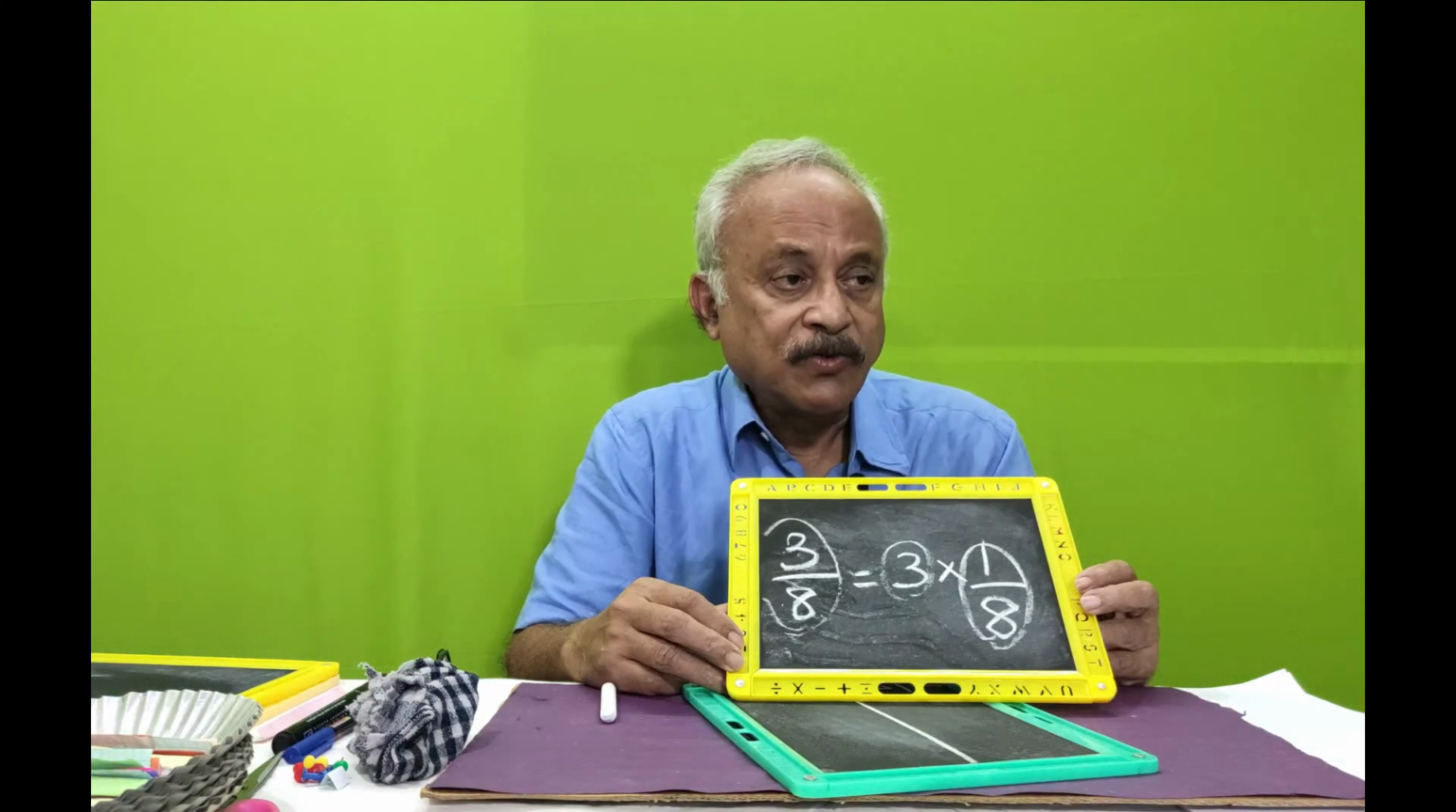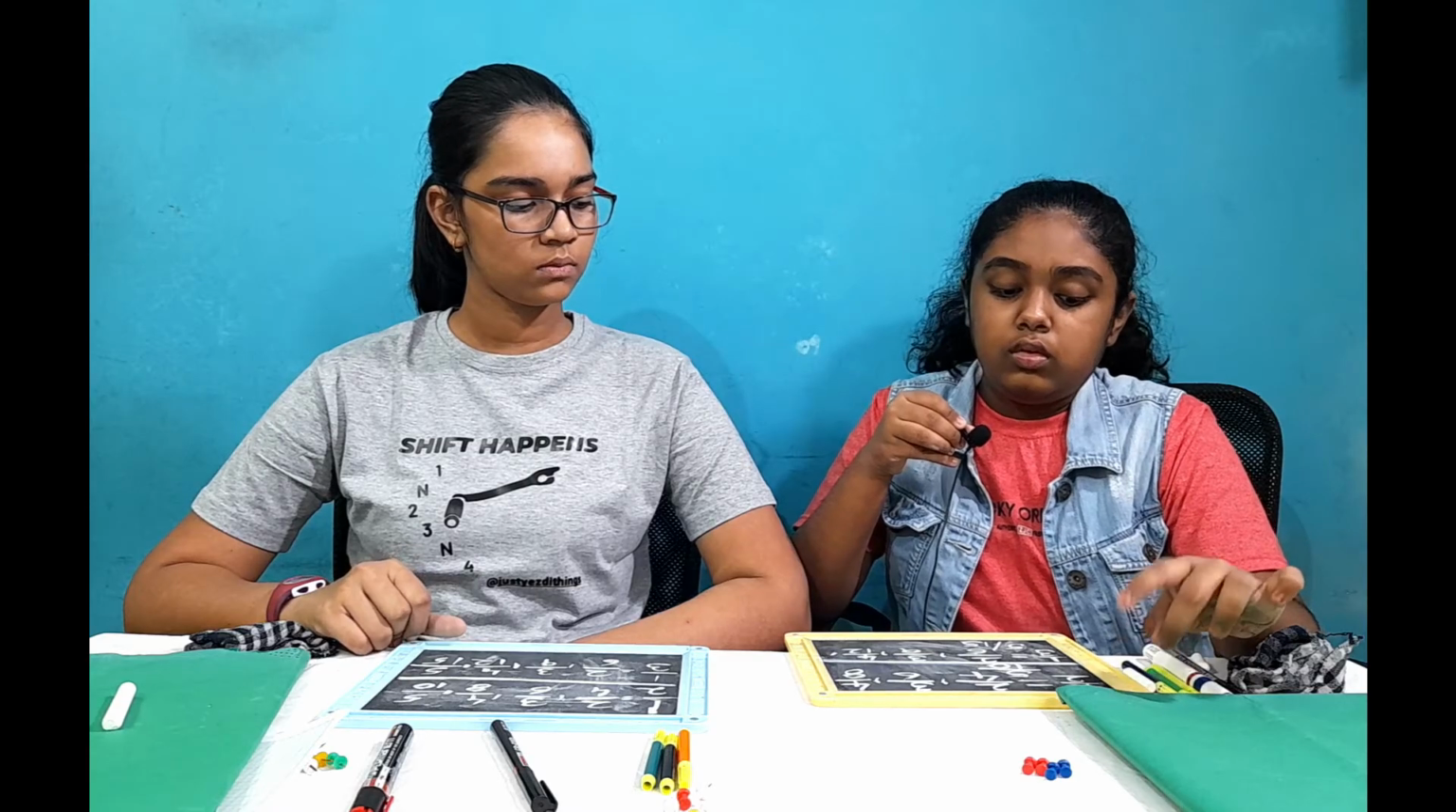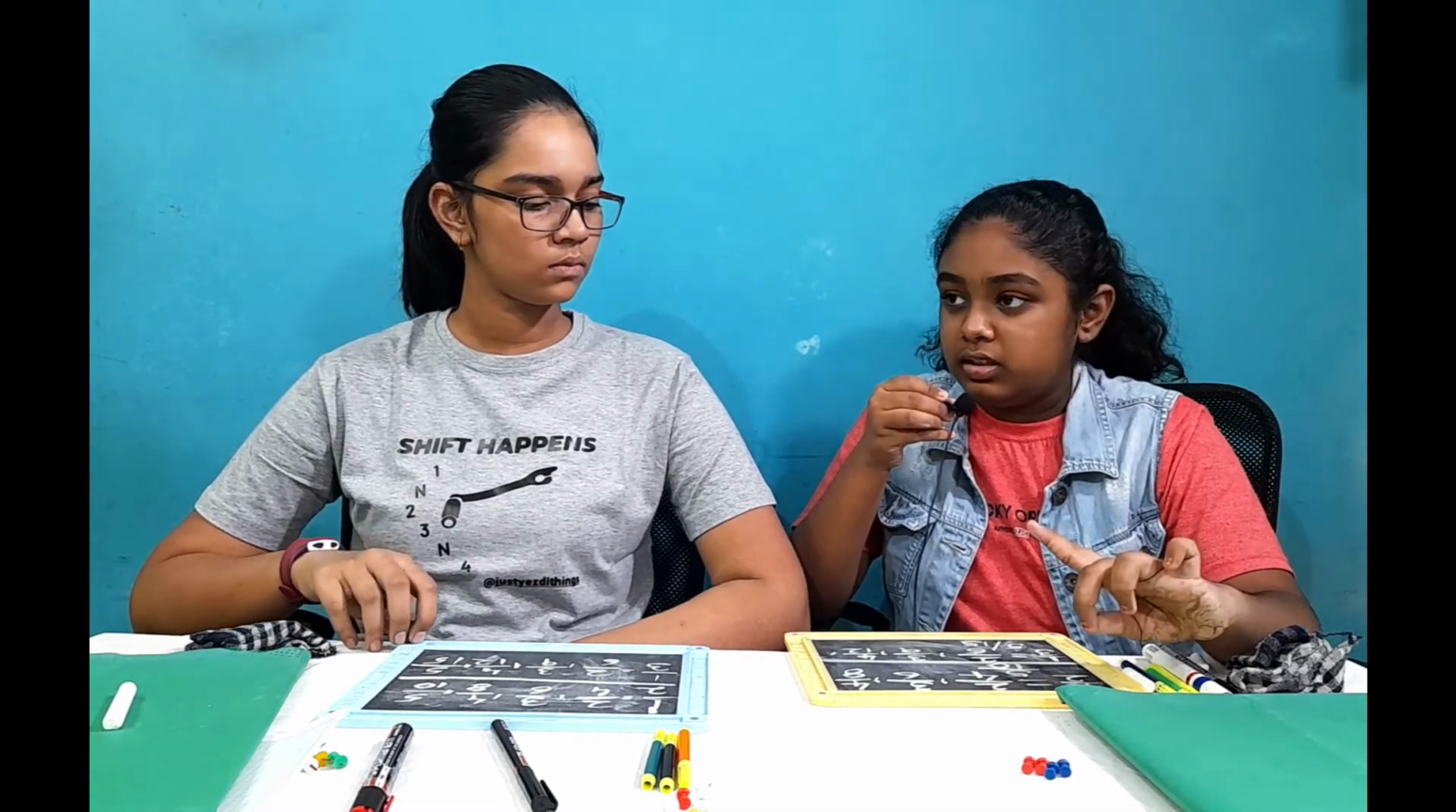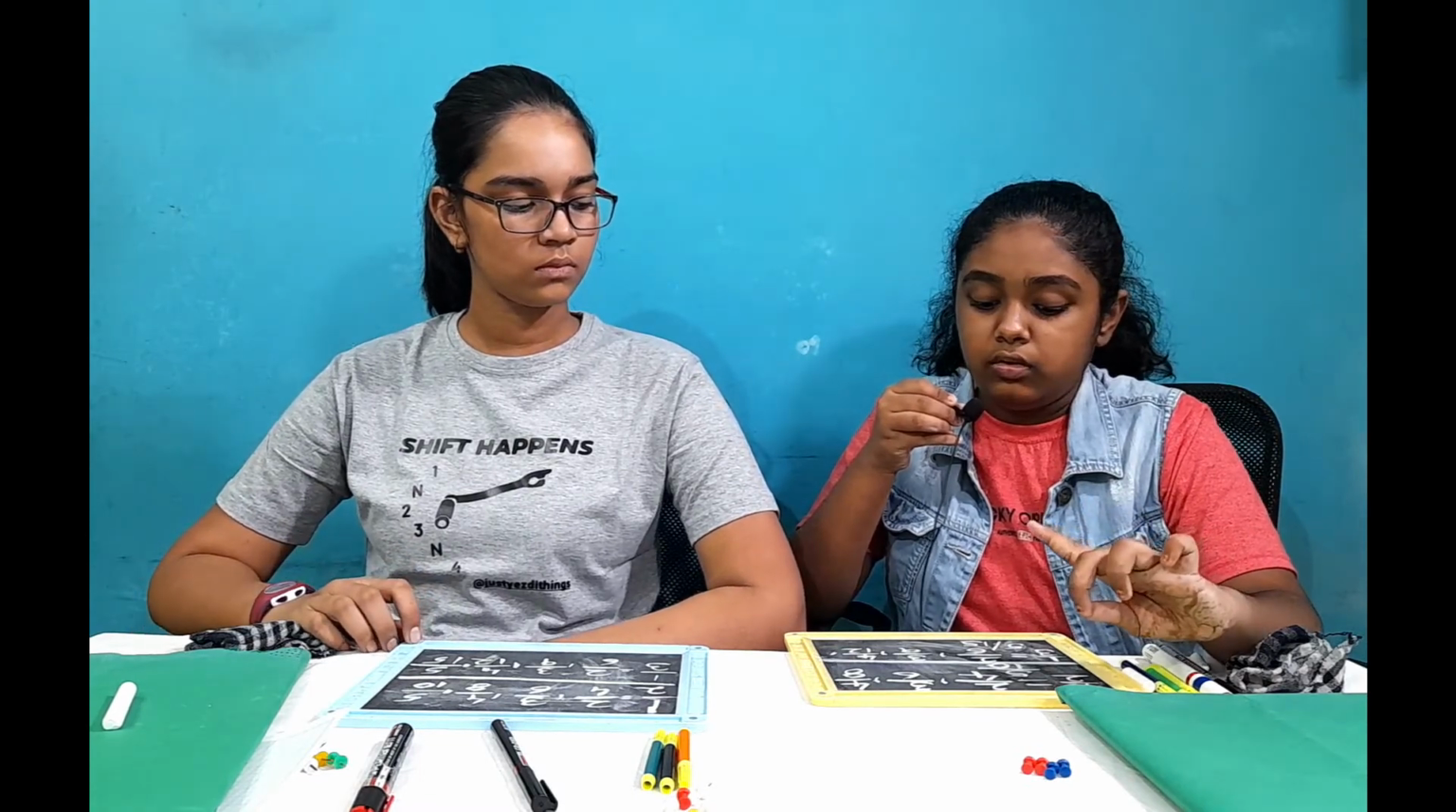Okay, so if you look at the top list and the bottom list, and I want pieces which are the same, which should I choose for 1 by 2? And for 1 by 3? For 1 by 2 it is 3 by 6, and for 1 by 3, 2 by 6.